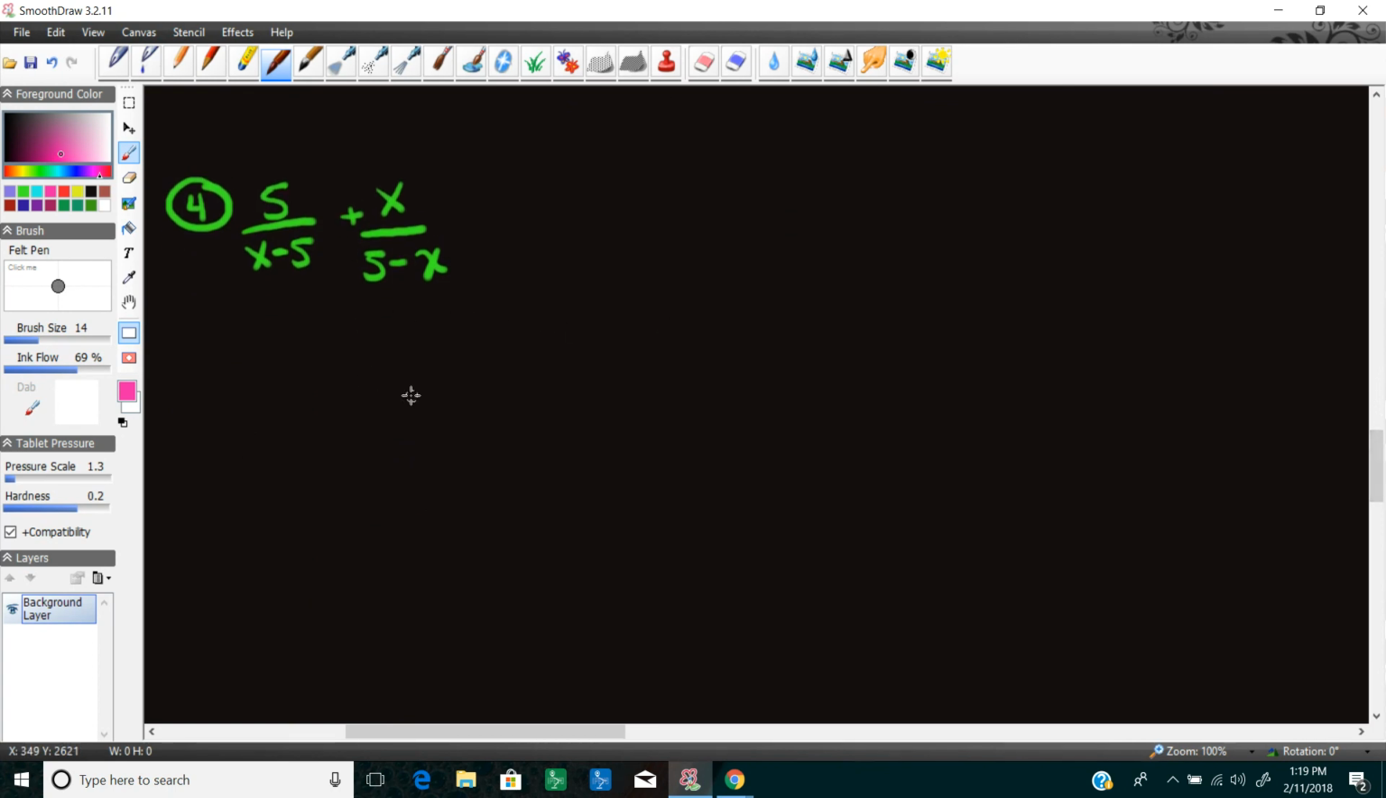This is a kind of a tricky one because it has a lot of numbers that are the same and it has x's and they're just kind of in the wrong order. So this is a special case that I'm going to show you because it does tend to pop up a lot. In this special case, we have x minus 5 and 5 minus x. I want you to circle this one.